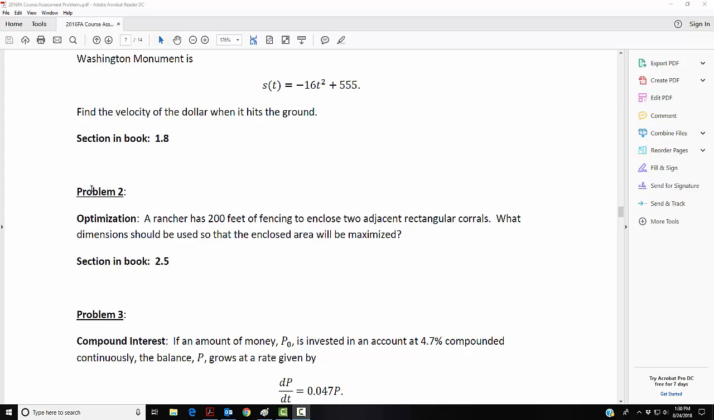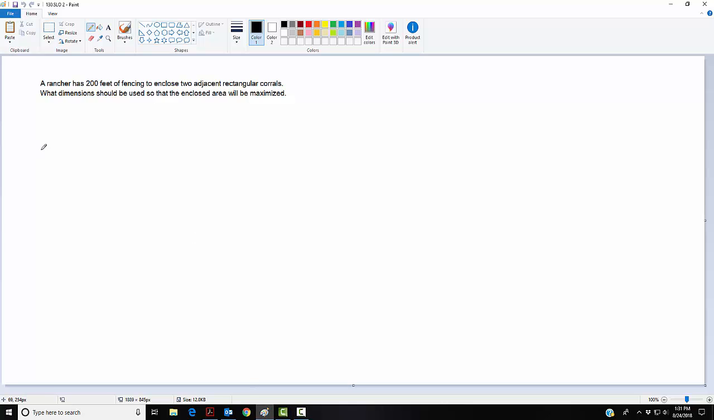So this is the SLO problem, the student learning outcome problem number 2. It's optimization, where you have this setup. A rancher has 200 feet of fencing to enclose 2 adjacent rectangular corrals. What dimensions should be used so that the enclosed area will be maximized? This is from section 2.5 in your book. There's not an exact problem, but the same ideas are going to be worked on here.